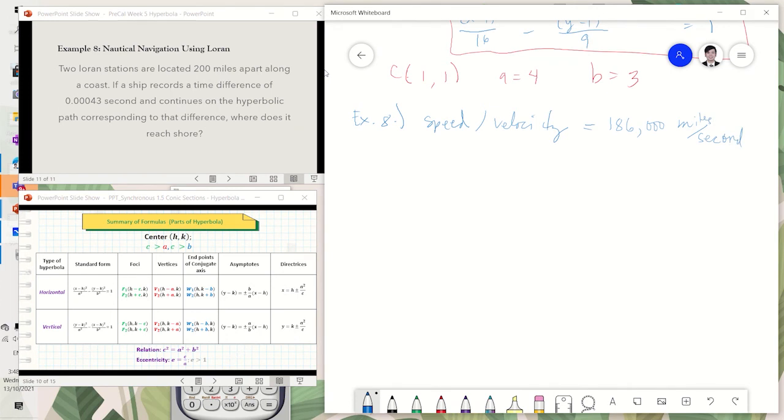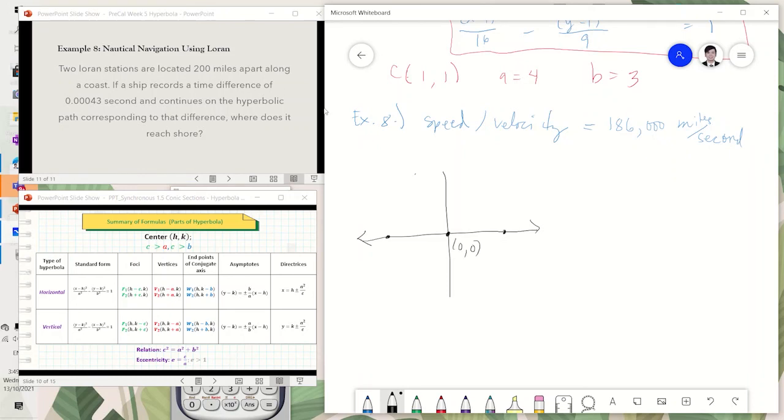Okay, so actually the problem that we encountered last time is similar to what we have right now. Think of it as if you are trying to plot them in a coordinate plane. It says in the problem that there are two Lorans, which are 200 miles apart. Consider the following Lorans as your foci. It can be here and here. And the center, we will assume that it's at the origin to make it easier.